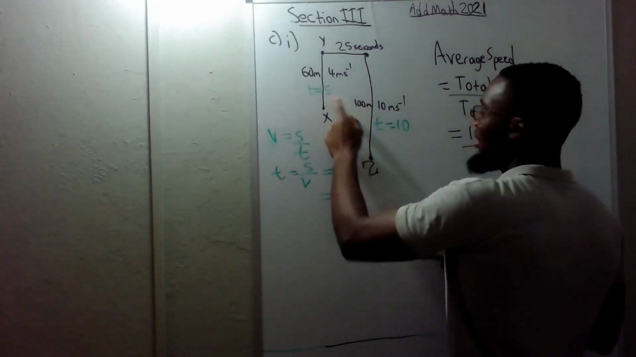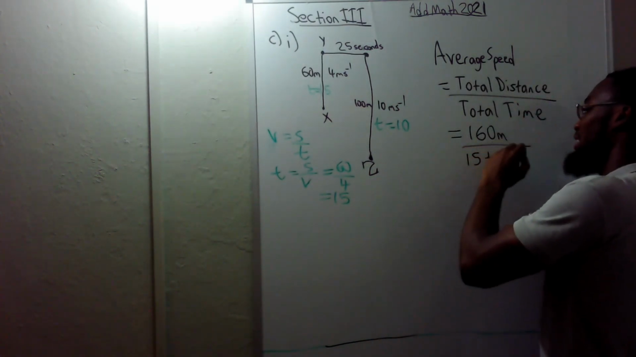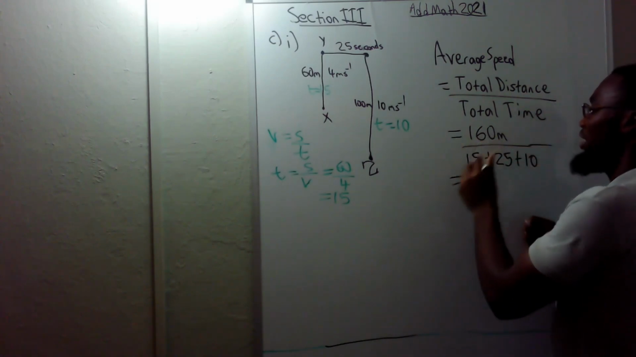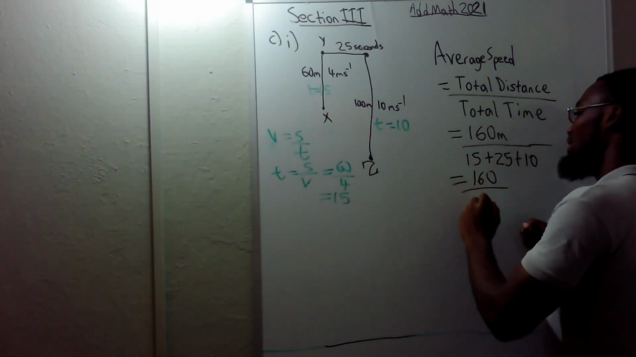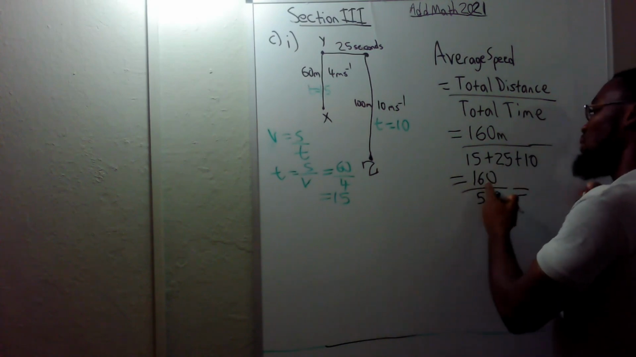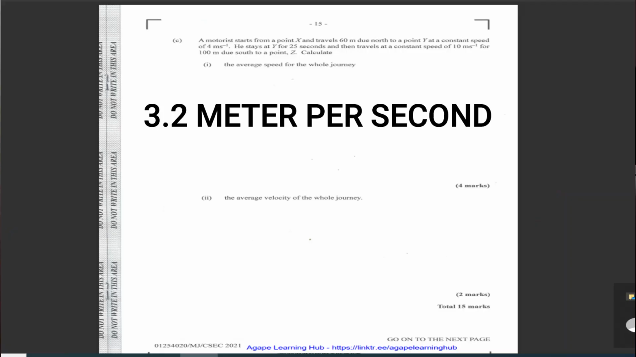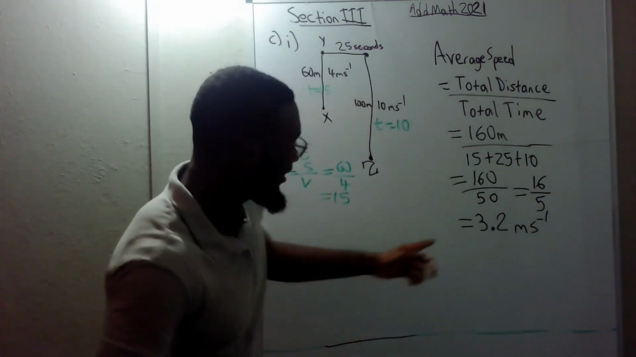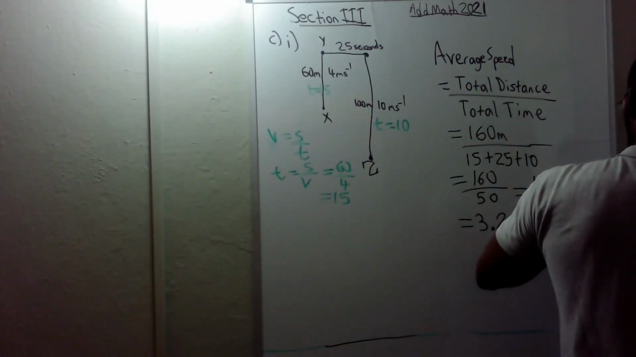So guys, the total time then is 15 seconds, 25 seconds chilling, 10 seconds. So the average speed is 160 divided by 15 plus 25 is 40, 40 plus 10 is 50. 160 over 50 is 16 over 5, which is 3.2 meters per second. That's the average speed. Guys, it's nice. That's the answer. I give you 4 marks.